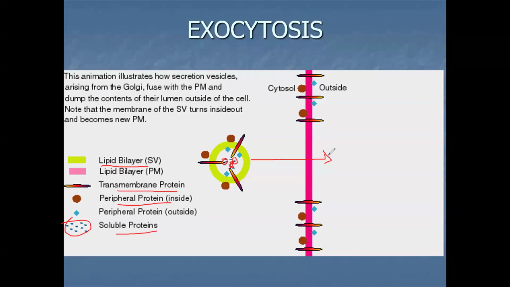So ladies and gentlemen, in simple terms, exocytosis and endocytosis are a type of transportation that transports larger molecules both inside and outside the cell. To take larger molecules inside a cell, we call it endocytosis, while to take molecules outside the cell, we call it exocytosis.